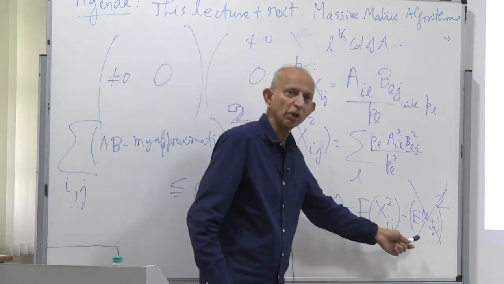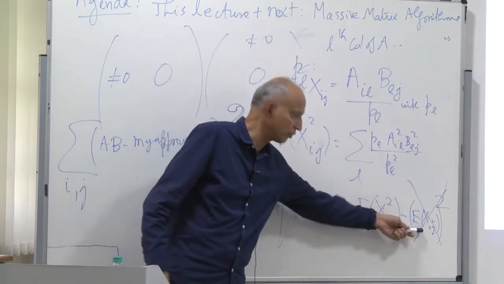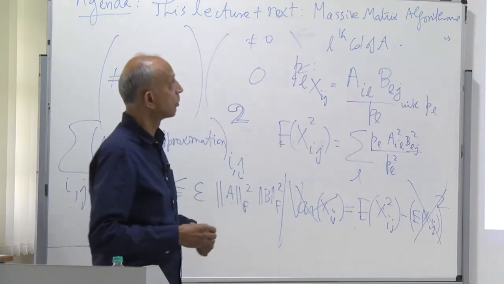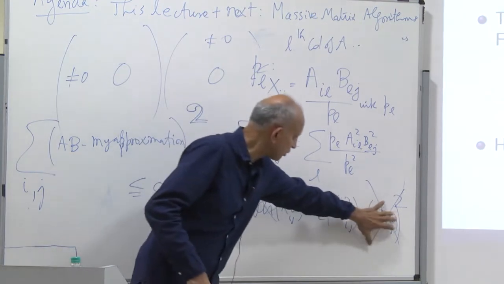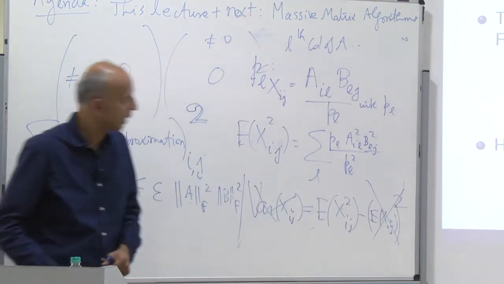I want to say that I can disregard this term and only look at this term, because this is constant. My variables are the PLs, and I'm trying to minimize the variance by choosing the best possible PLs. This doesn't depend on the PLs. It's unbiased, so only the second moment matters.